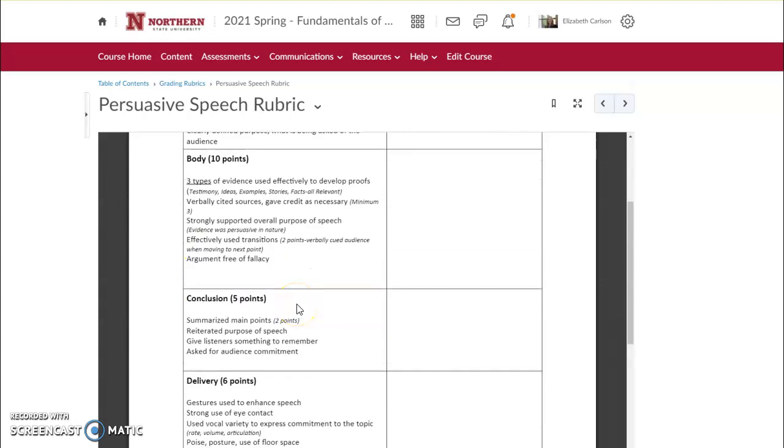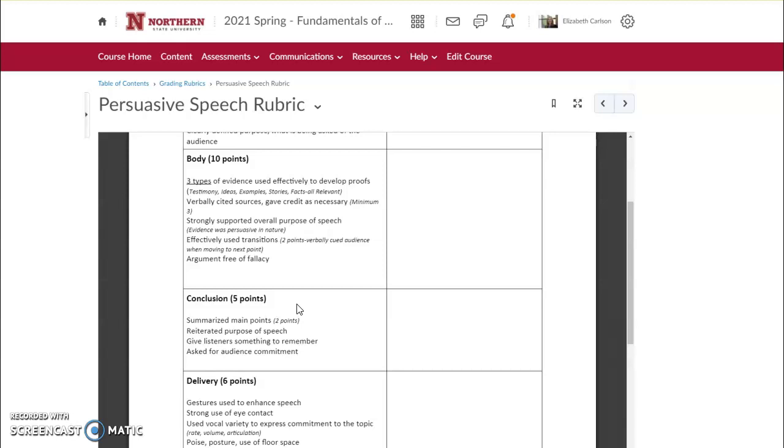The body of the speech, 10 points. 3 types of evidence used effectively to develop proofs. Okay, now again, this is pathos, mythos, logos, ethos. Make sure that you are using evidence that covers at least 3 of the 4 proofs we've learned in class. Make sure that all content strongly supports the purpose of the speech, okay? Make sure that the evidence is persuasive in nature.